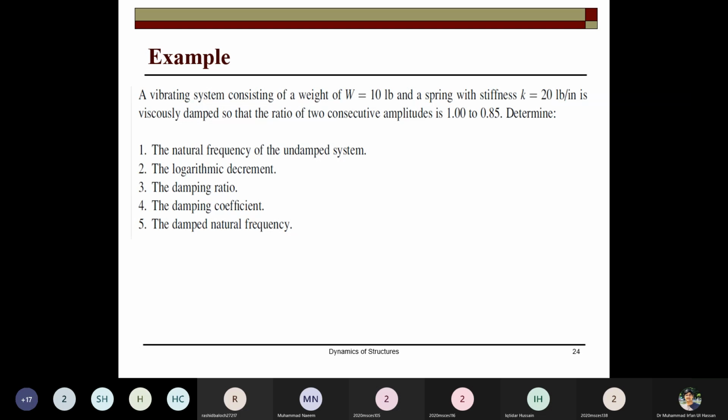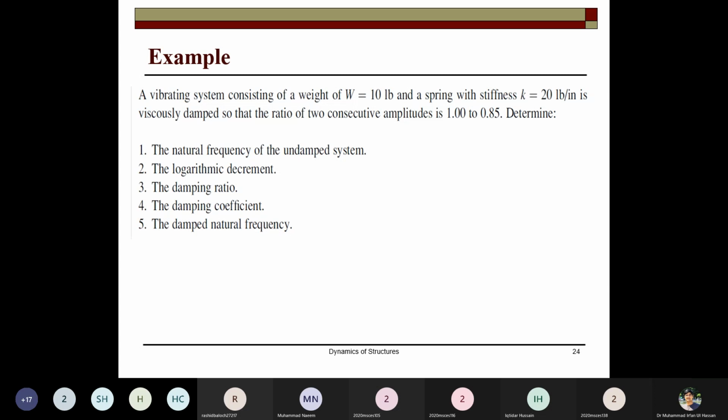This is a spring mass system problem. A vibrating system consisting of a weight of 10 pound and a spring with stiffness K of 20 pound per inch is viscously damped so that the ratio of two consecutive amplitudes is 1 to 0.85. Determine the natural frequency of the undamped system, logarithmic decrement, damping ratio, damping coefficient, and damped natural frequency.